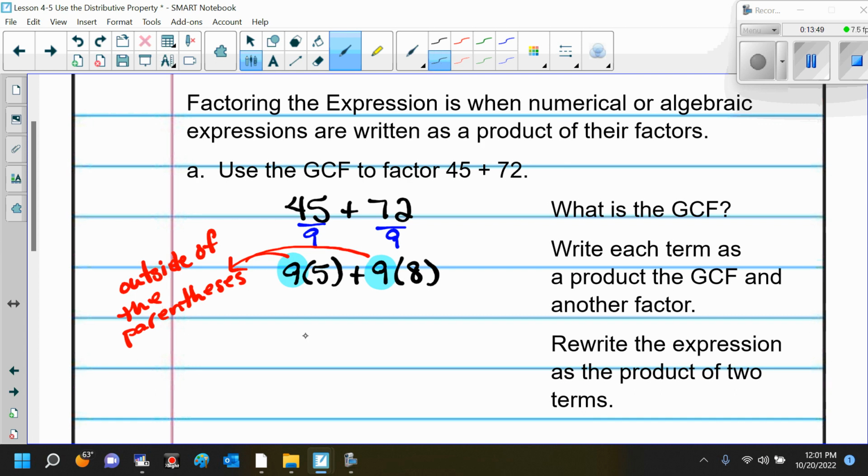Okay? So the 9, again, we're going to put it on the outside, and we're going to rewrite the expression as a product of two terms. So we're going to put the 9 on the outside, and now what's left, everybody look at the board, what's left gets put inside the parentheses. So we're going to have 5 plus 8. And there is your factored form.